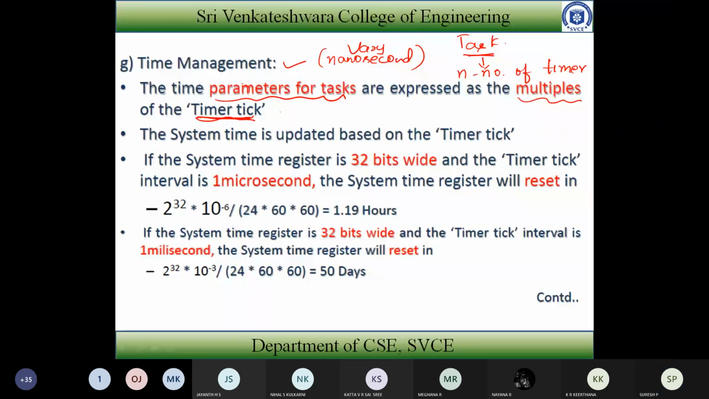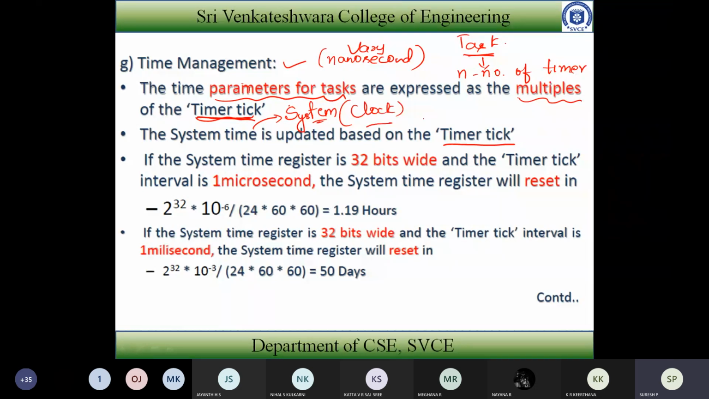So now, whatever the system time you are going to have in your system, it will be displayed. If you take a normal PC, we are going to have the system time. The system time is basically updated using your timer tick. So you are going to have the timer, and you are going to have the clock. The clock will show you the date and time in your system.